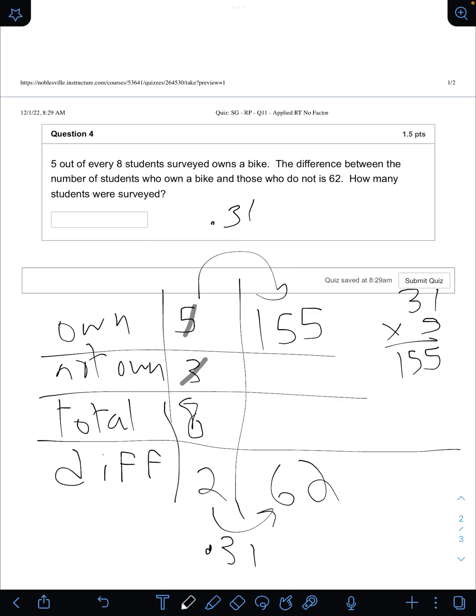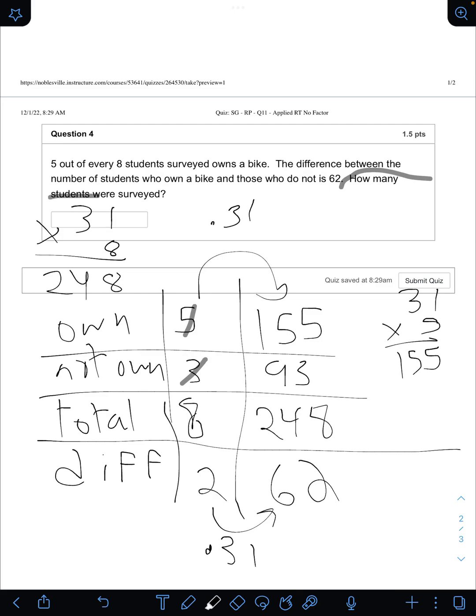I can do 3 times 31. I could do that one. That's 93. And then I could do 8 times 31 if I just wanted to fill in this thing. So 31 times 8. So that's 248. So what do I want? What I want is how many students were surveyed. Oh, that's what I just found out. 248. Okay, hope this helps.